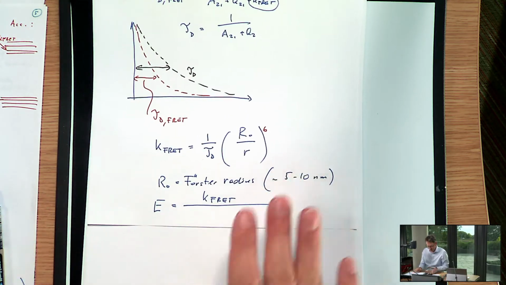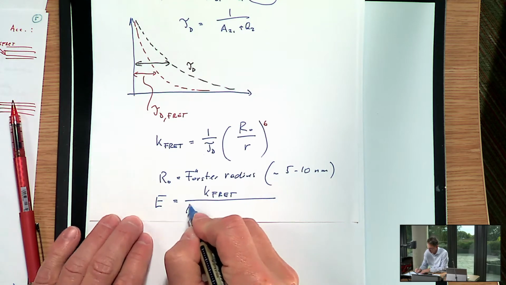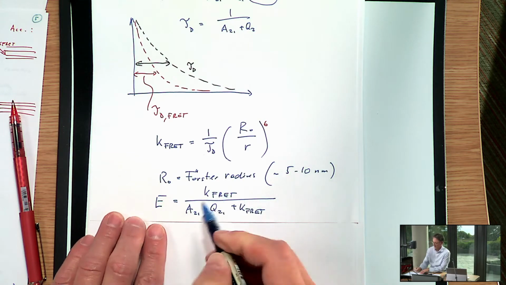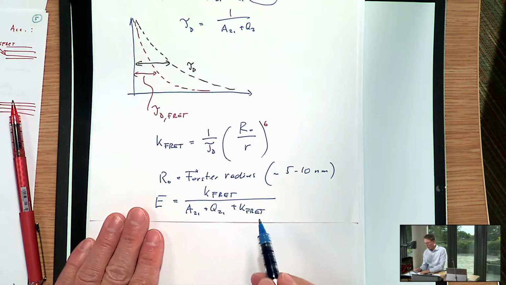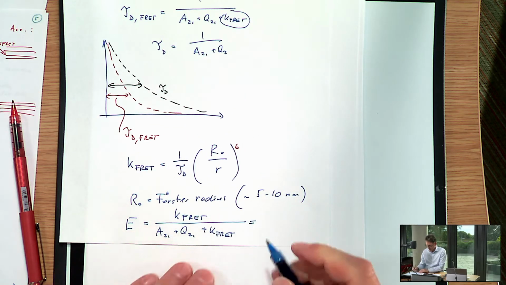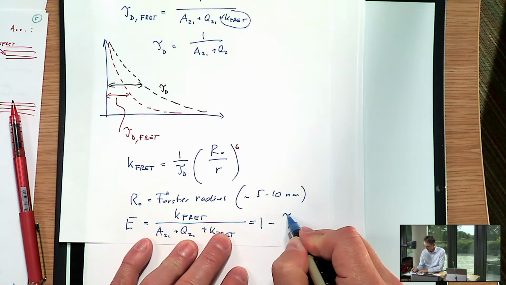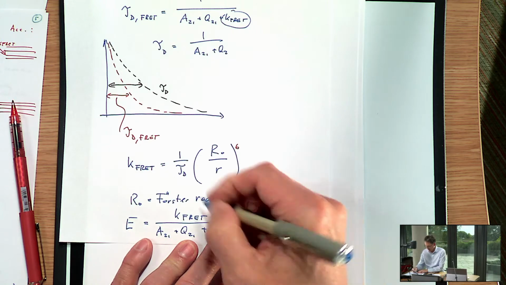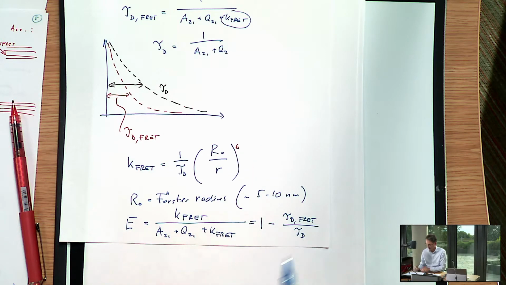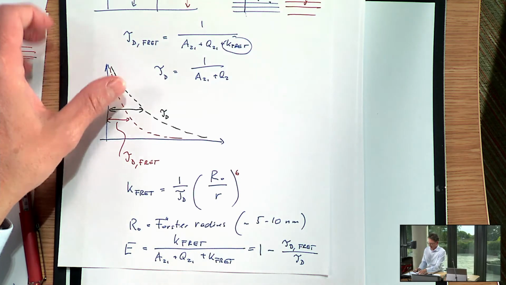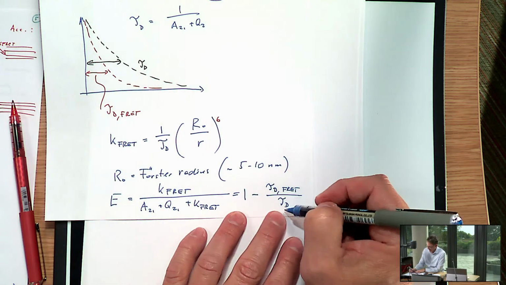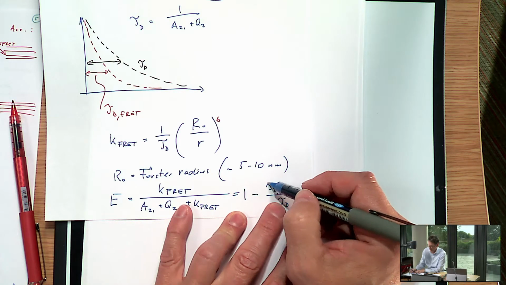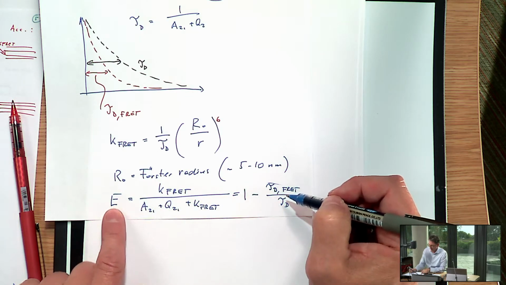So I divide this through all the other rates. So that would be A21 plus Q21 plus K_FRET. So these are all loss rates. So it's the energy transfer rate divided by all loss rates. And that turns out to be just 1 minus tau of the donor in the presence of FRET. And of course, this comes straight from these equations. You can just test that yourself. You see it immediately. So simply by comparing the donor lifetime on its own with the donor lifetime when FRET takes place, I can work out the efficiency.